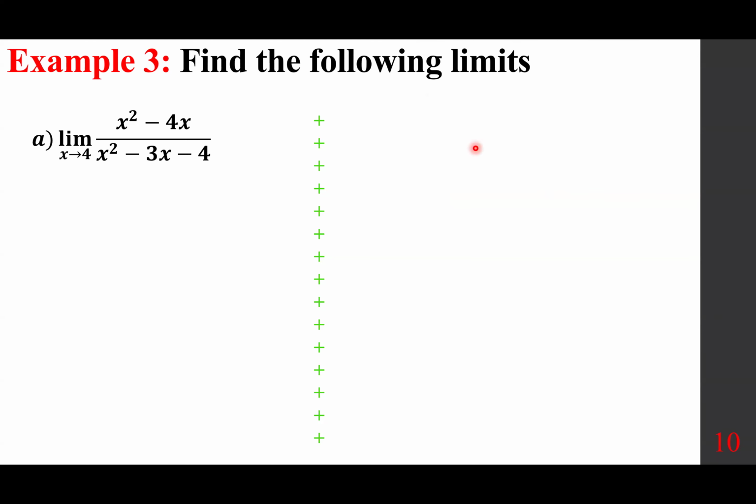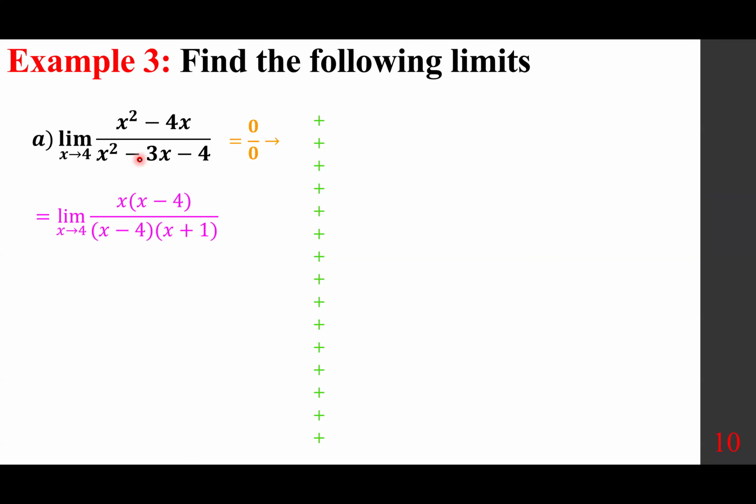Do the factoring, and again, notice it's 0 over 0. The technique is factoring. X is approaching 4. So that means there must be a factor of x minus 4. The top is easy. You take the x out. The bottom, you want two numbers. The product is negative 4. The sum is negative 3. So we get negative 4 and positive 1.